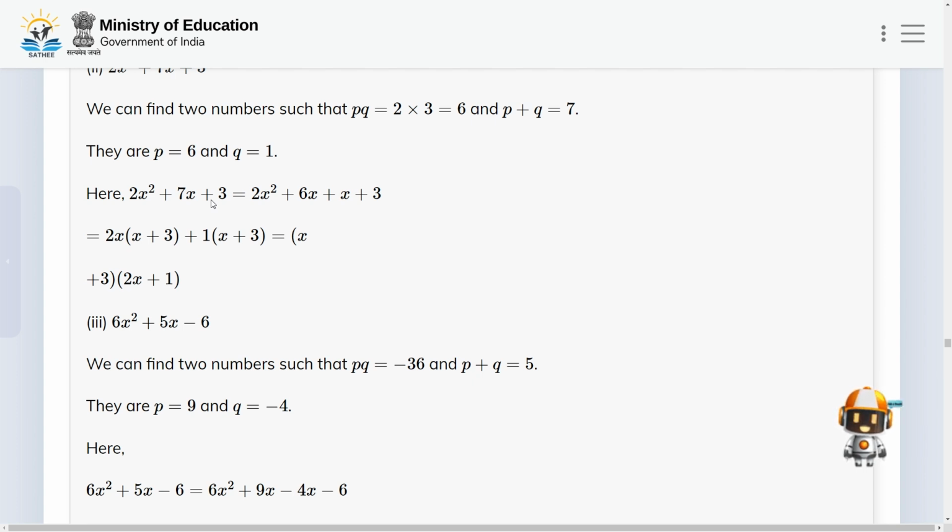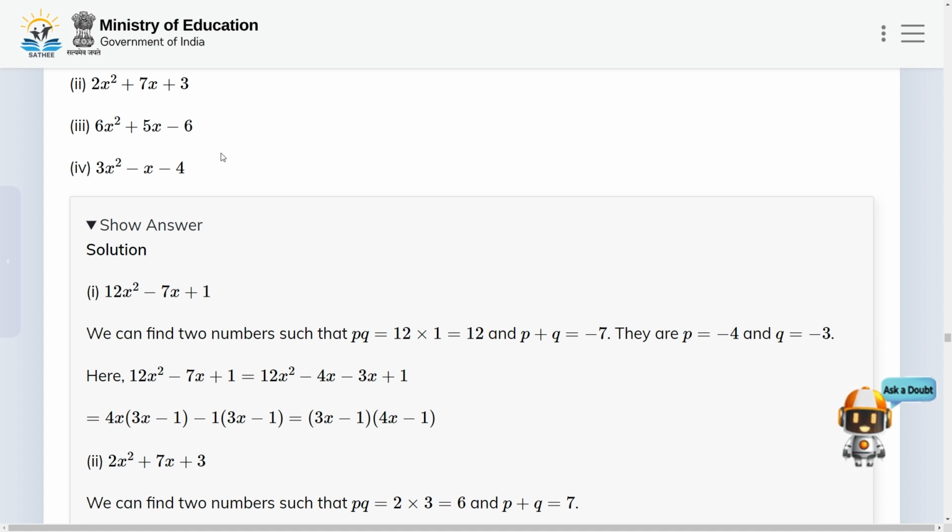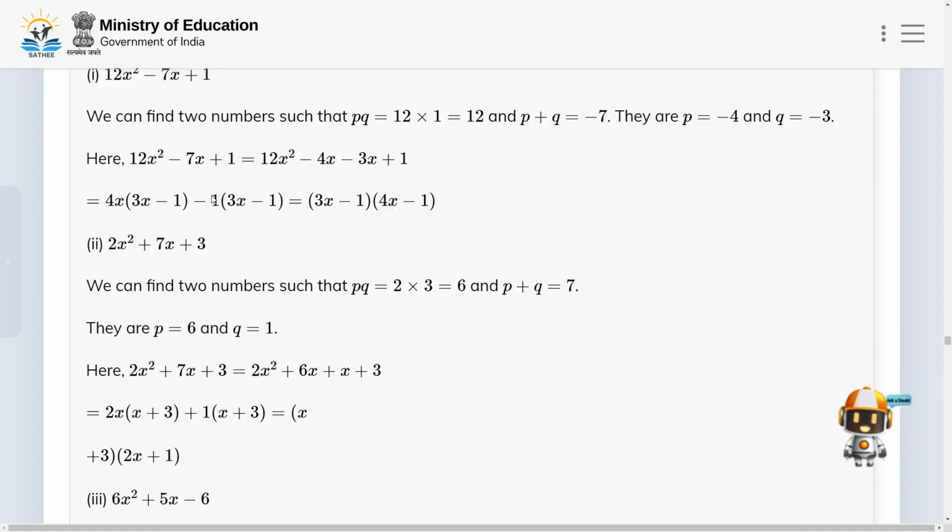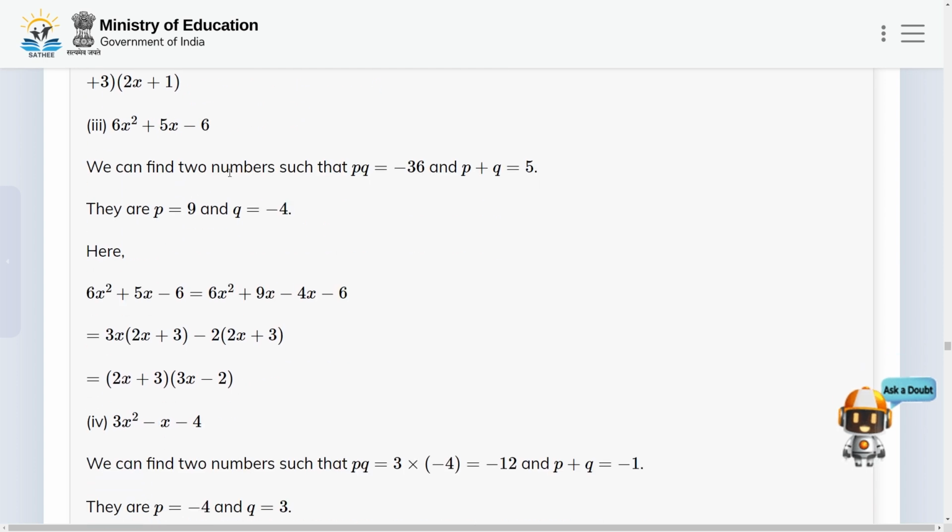Okay, and now let us factorize the third one. In the third one, we have 6x square plus 5x minus 6. Here we can find two numbers such that pq is equal to minus 36 and p plus q is equal to 5. So p is equal to 9 and q is equal to minus 4.